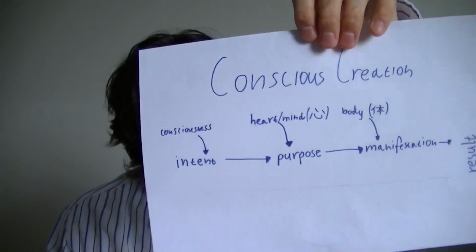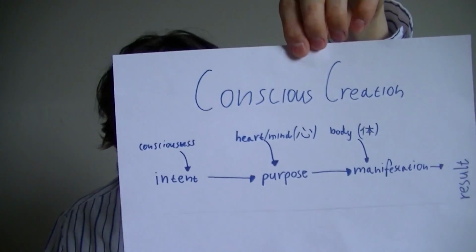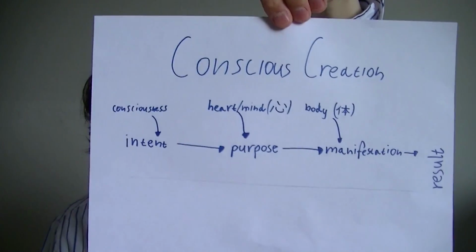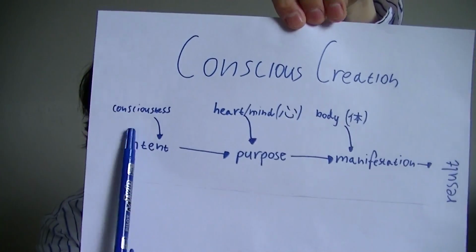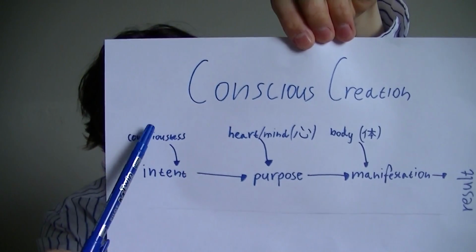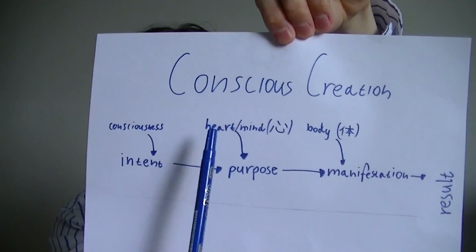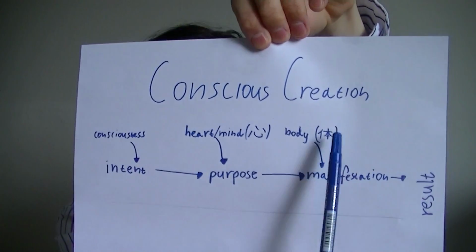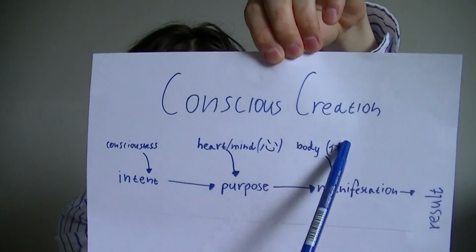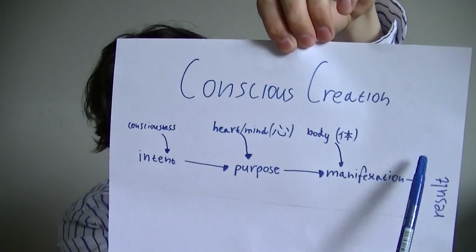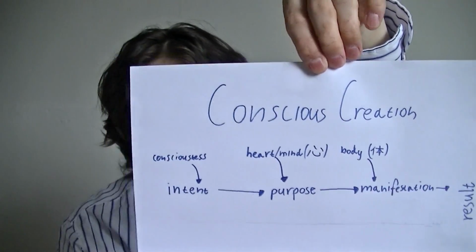Let's have a look at conscious creation. So here's a diagram based on Kierkegaard philosophy that can be used to describe conscious creation. First step is the intent supplied by consciousness. Second step is the purpose provided by heart. Third step is manifestation performed by body. And then there is the desired result.